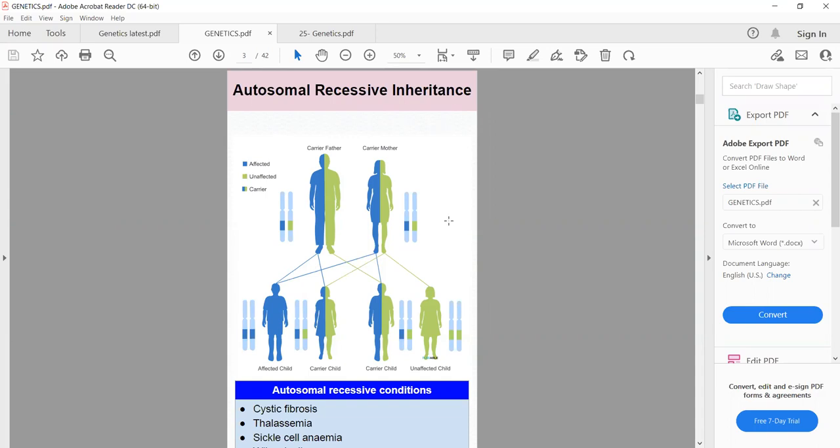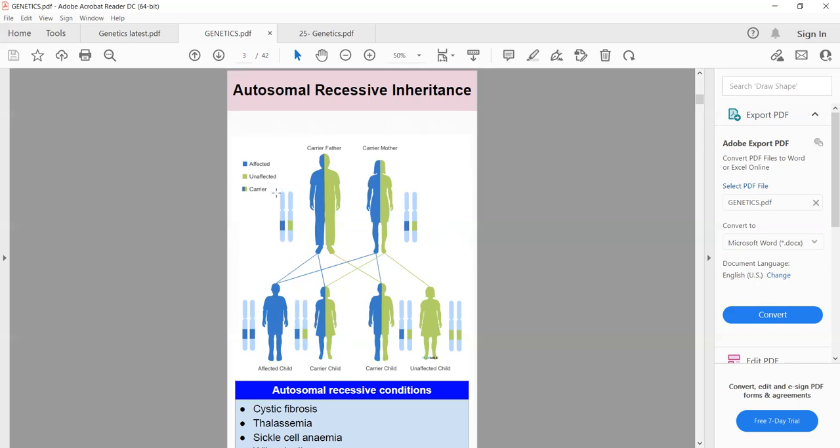Now let's see what are the four possibilities. There's one possibility that this abnormal chromosome combines with this abnormal one from the mother and results in the formation of this child. So this child will have two defective genes, so one child will be affected. Now, the second possibility is that this abnormal one combines with this normal chromosome from the mother. Because there's only one abnormal gene, a carrier state will be produced. So this child will be a carrier.